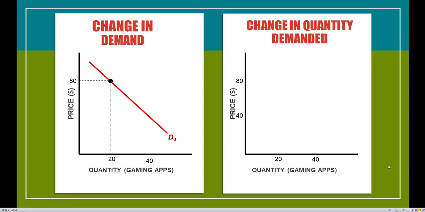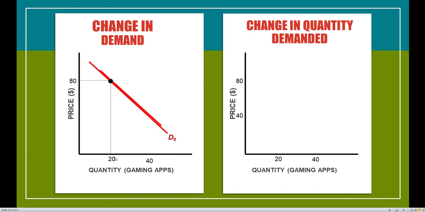So with the change in demand, at a current price of $80, we have 20 units of these gaming apps being demanded. So 20 units of quantity demanded. However, suppose I introduce a shock. Suppose that I tell you that the tastes and preferences for these gaming apps increase. Suppose that I tell you that your income increases and this gaming app is going to be seen as a normal good. What should happen to the demand for these gaming apps?